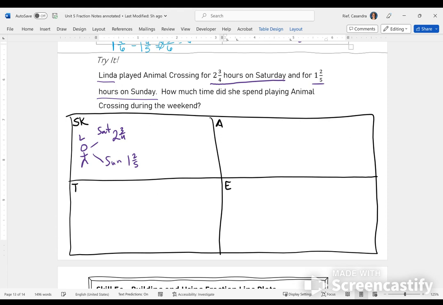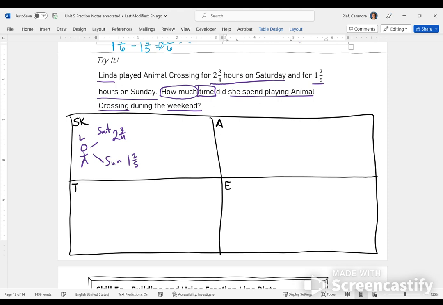What are they asking us to figure out? Well, here's our question word. How much? So they're asking us how much time did she spend playing Animal Crossing during the weekend? So my focus is going to be on the time she spent playing Animal Crossing. And I'm also going to underline weekend. It's not just about one day, it's about how much time she played Animal Crossing on the weekend.